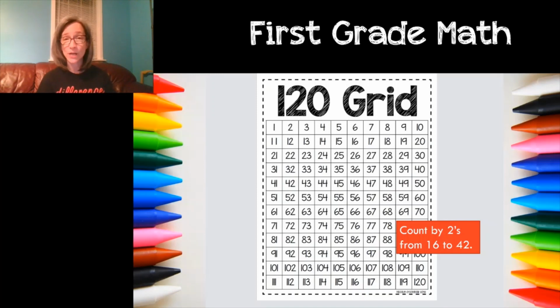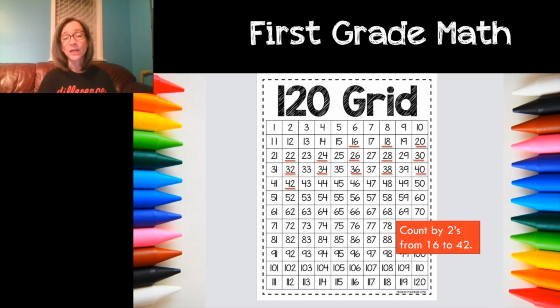If you have your 120 grid, find the number 16 and let's count on from 16 to 42. Ready? 16, 18, 20, 22, 24, 26, 28, 30, 32, 34, 36, 38, 40, 42.